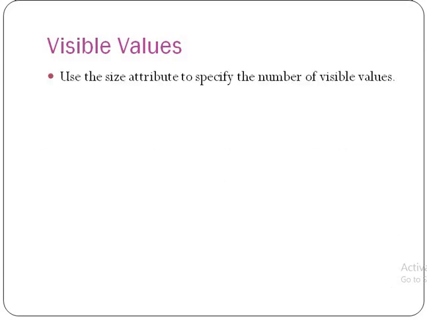Now let us see how to change the visibility of items. Use the size attribute to specify the number of visible values. This means that in drop-down list we have seen only one item is given as selected. But if you want to see all the options, or if you want to see more than one option, then you can use the size attribute to increase the visibility of items listed in the drop-down list. Let us see how this can be done.